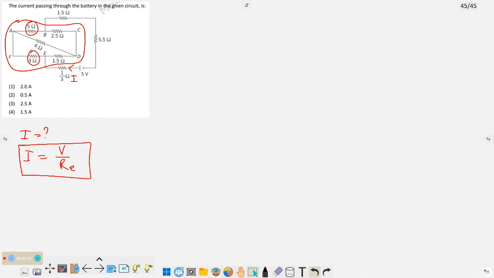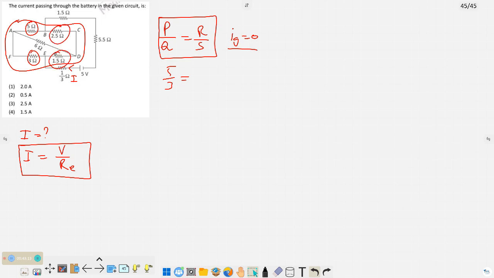So 5 by 3. According to the Wheatstone bridge condition, P by Q is equal to R by S. If it is satisfied, then you know that across the diagonal the IG current value is equal to 0. In the same way here also, P by Q means 5 by 3 is equal to 2.5 by 1.5. Check it. 2.5 I can write as 5 by 2, and 1.5 I can write as 3 by 2.